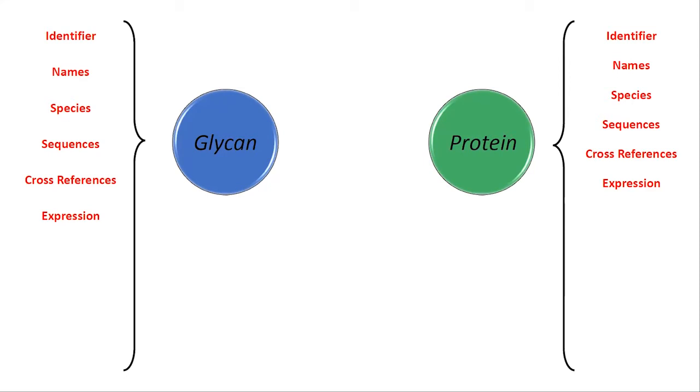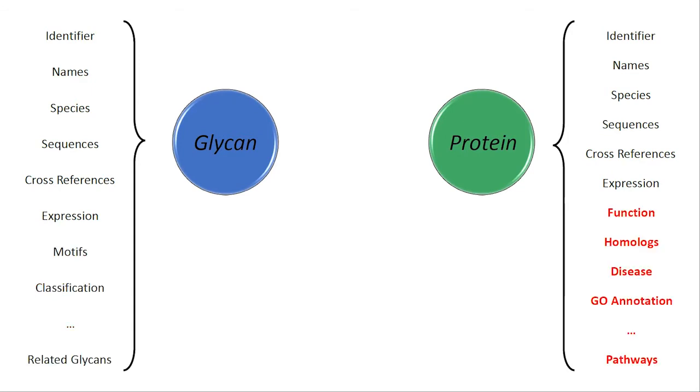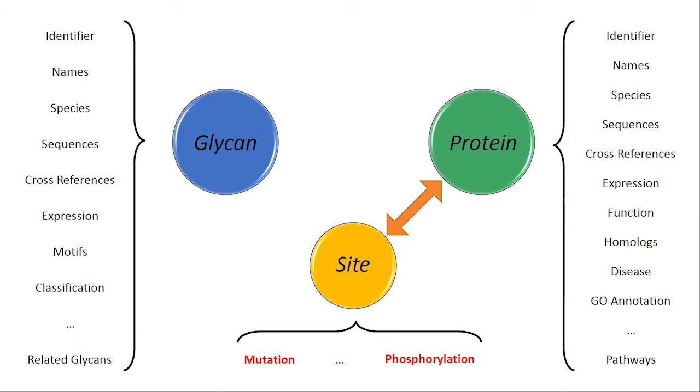But for each type of molecule, it also stores specific information. For example, for glycans: motifs, classification, or related glycans, and for proteins: functions, homologs, disease annotations, and pathway information. In addition to that, GlyGen also has the concept of sites, which are particular amino acids within the proteins that have additional data associated with them. Things like mutation or phosphorylation.